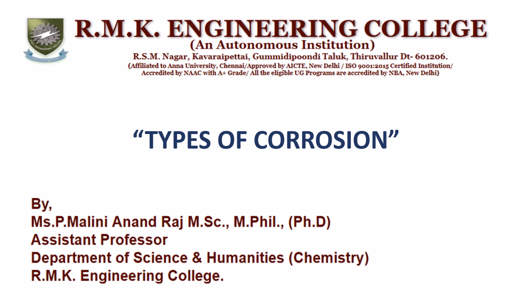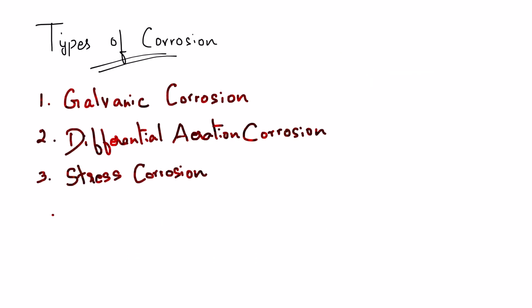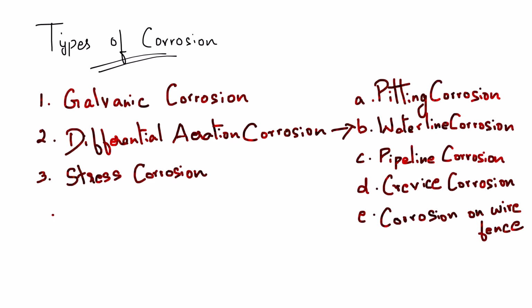In this video lecture, let me discuss the types of corrosion. The types of corrosion include galvanic corrosion, differential aeration corrosion, and stress corrosion. Differential aeration corrosion can further be classified as pitting corrosion, waterline corrosion, pipeline corrosion, crevice corrosion, and corrosion on wire fence.